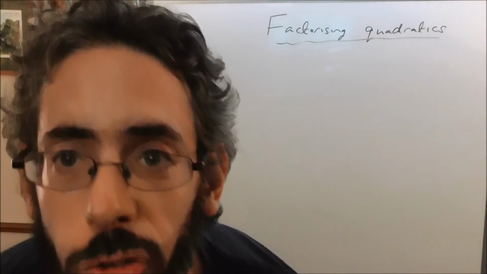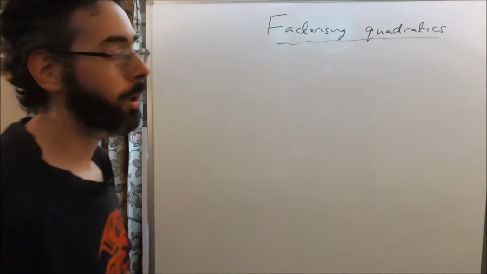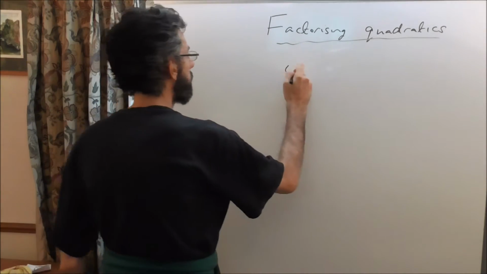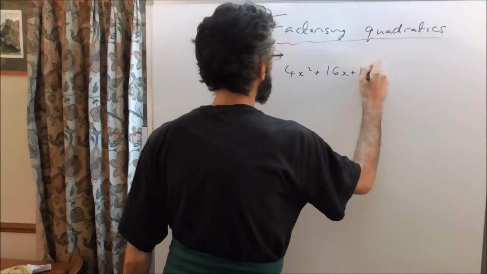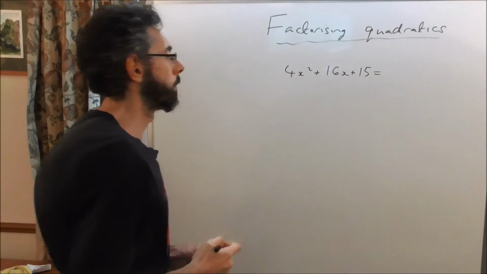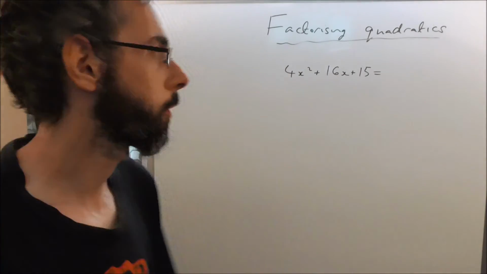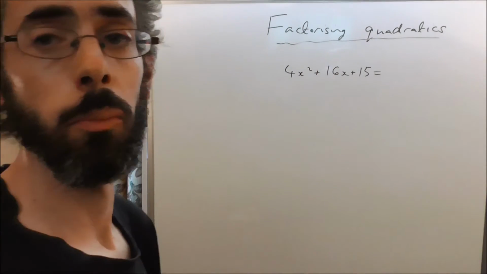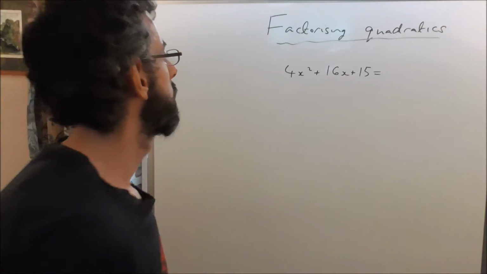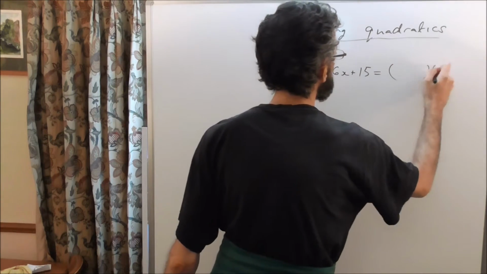Right, we're just going to do one more example now to finish off. A slightly harder example perhaps. Let's have a look. 4x squared plus 16x plus 15. Now what makes this one slightly harder is the fact that it starts with a 4. 4 is not a prime number, and that means that 4x squared can be split up more than one way. You'll see what I mean in a moment.